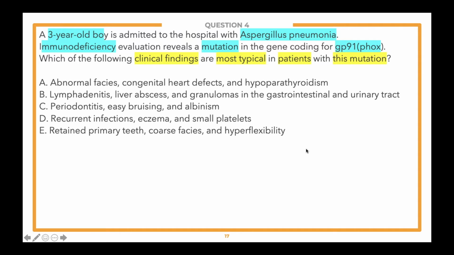So we're going to go ahead and open up the poll. Go ahead and select the answer choice you think is the best answer there. And we'll talk about it in just a few seconds.